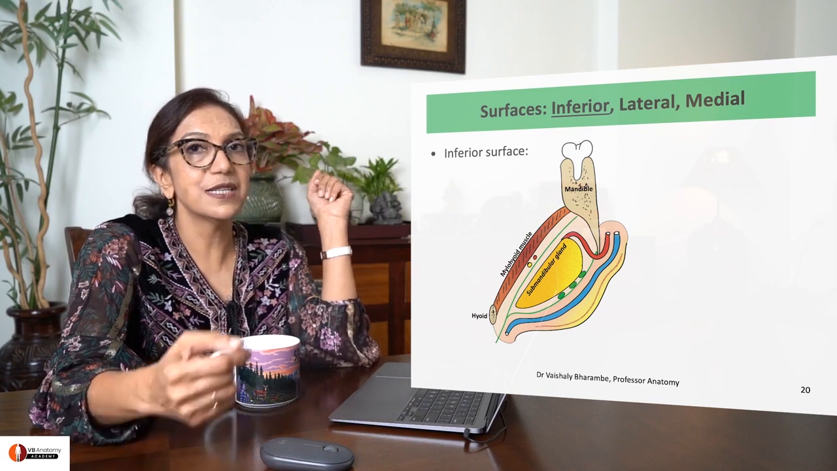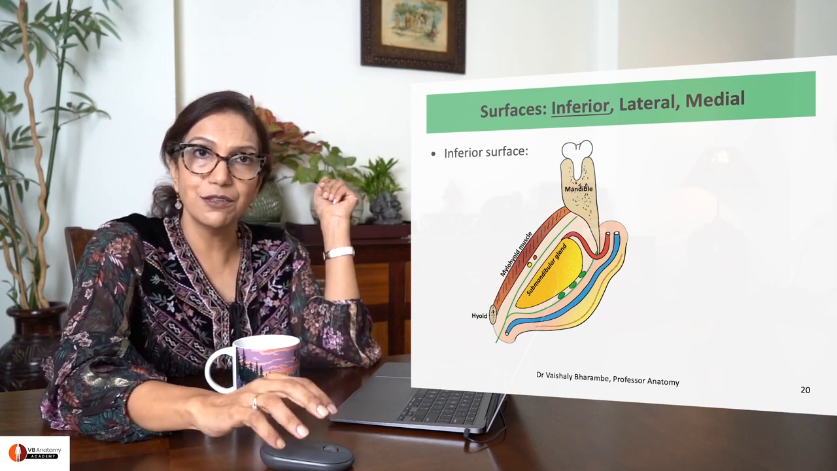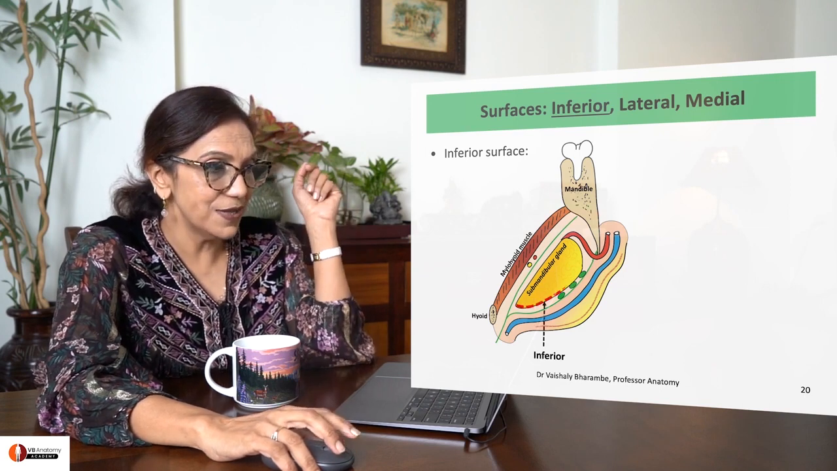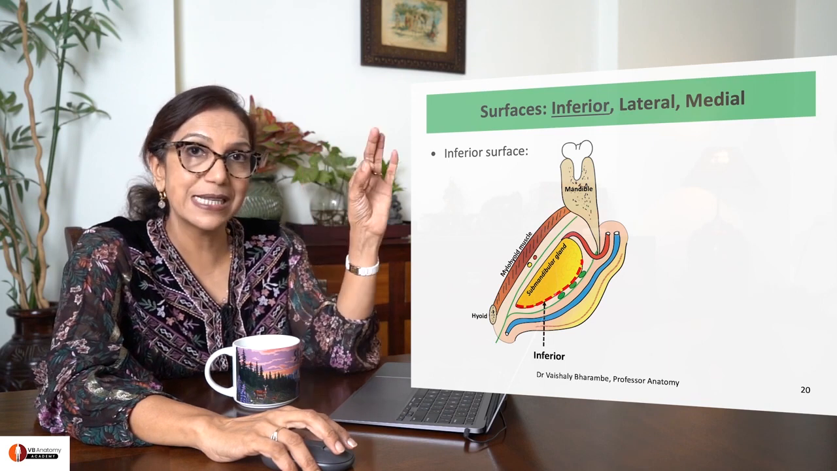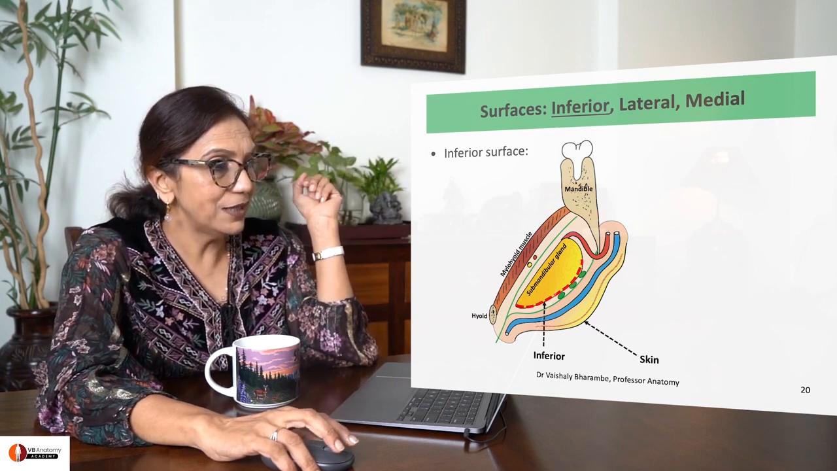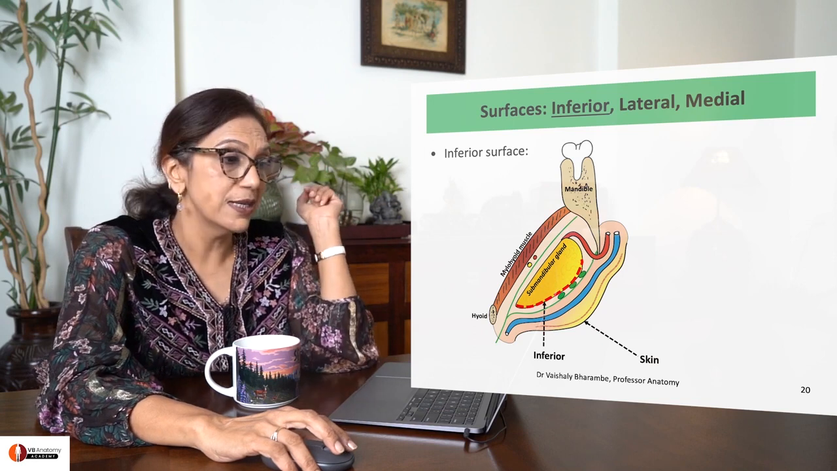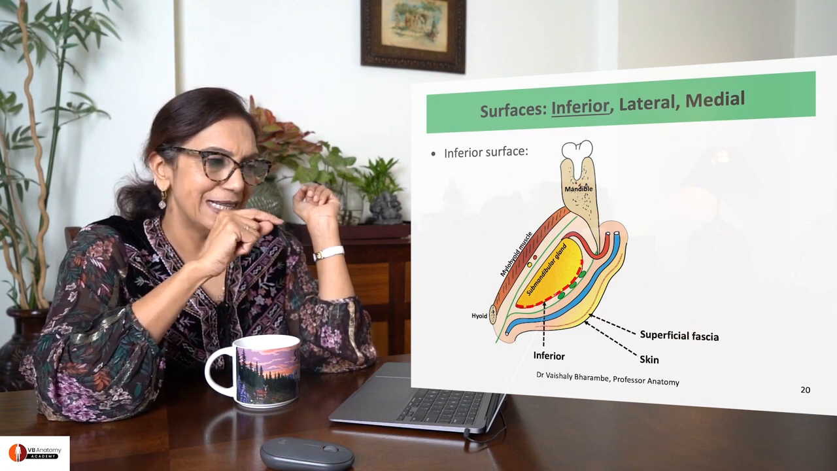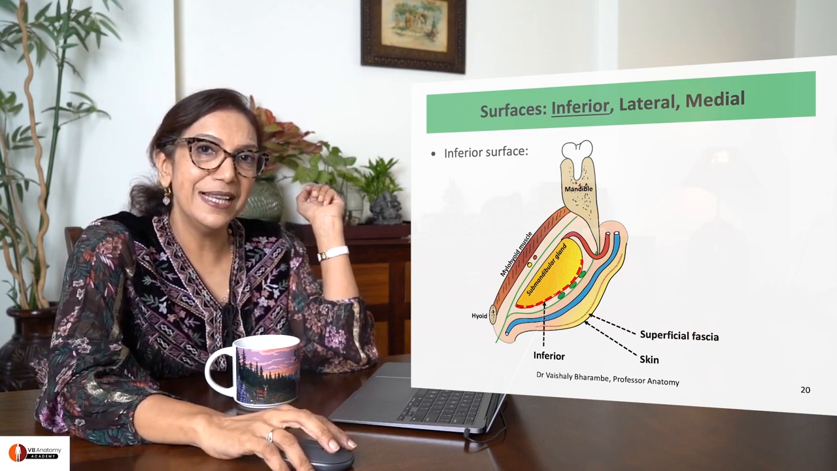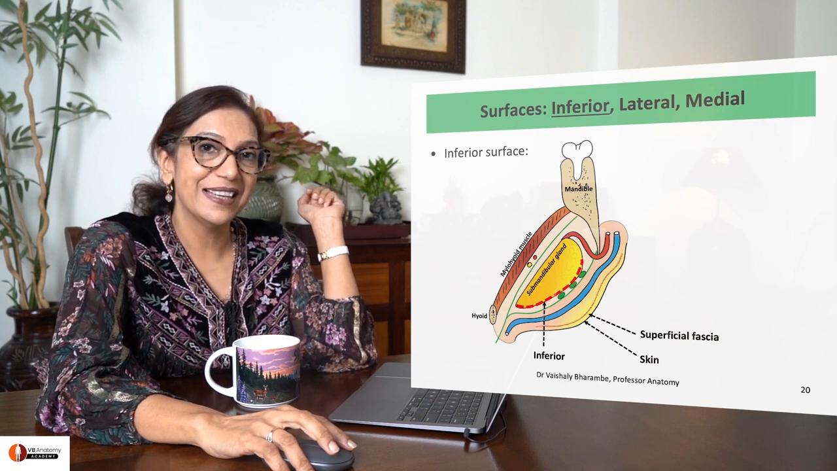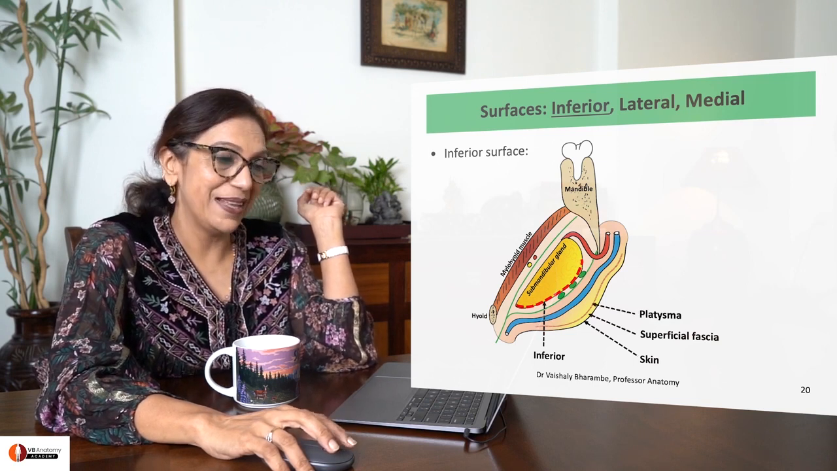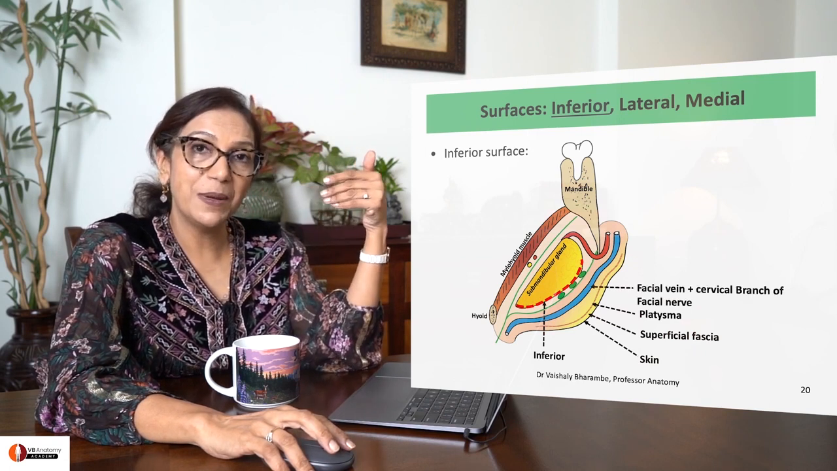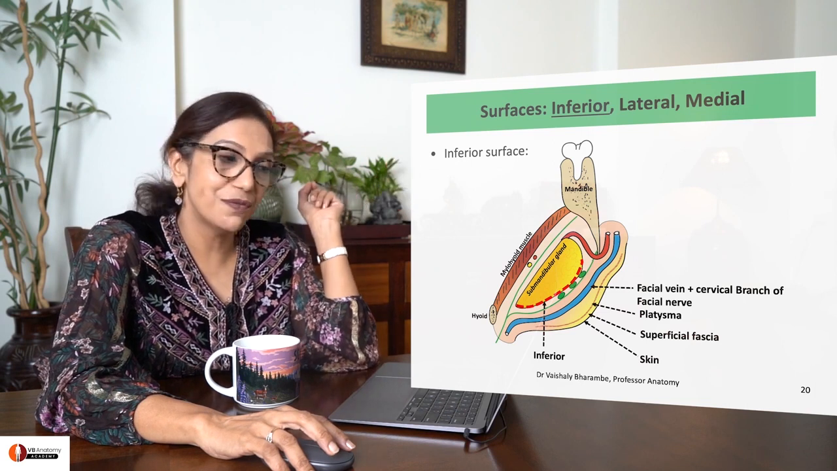While studying the surfaces, let's talk about the inferior surface first. So here you are seeing the submandibular gland. This is the inferior surface. See the line that will show you the exact inferior surface. It is separated from the skin by a number of structures which include superficial fascia. Can you tell me what is the dotted line there? Which muscle would it be? Yes, it's the platysma. Good. Now you're seeing the facial vein which is lying deep to platysma along with the cervical branch of facial nerve.